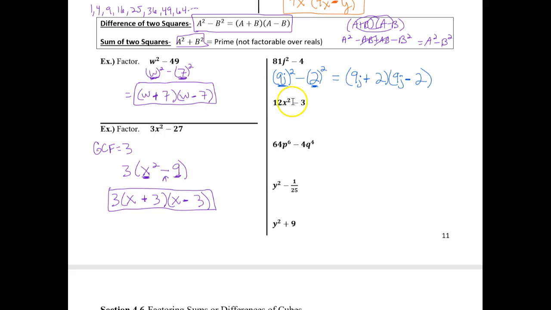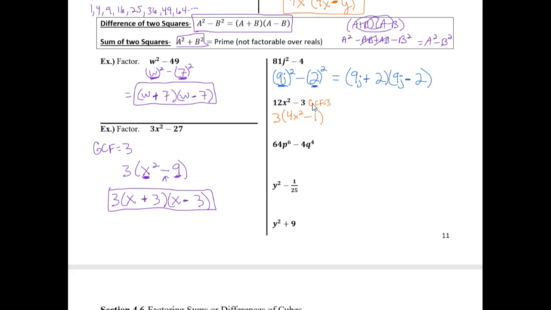Alright, the next example. I have 12x squared minus 3. So these are not perfect squares, but I do notice that there is a GCF of 3. So I'm going to go ahead and factor that 3 out first. 12 divided by 3 would be 4. I still have that x squared. And 3 divided by 3 would be 1. So now these are perfect squares, right? So 4 is a perfect square, x squared, and 1 are all perfect squares.